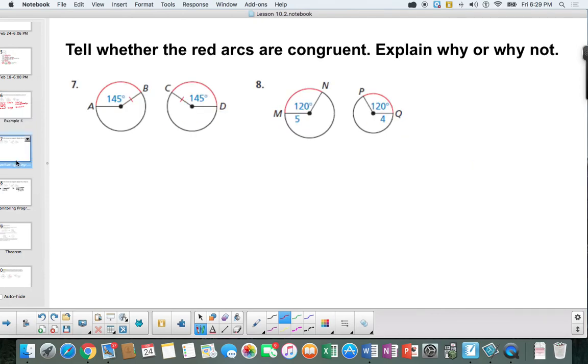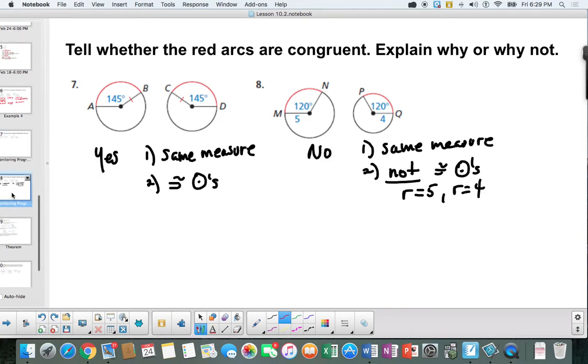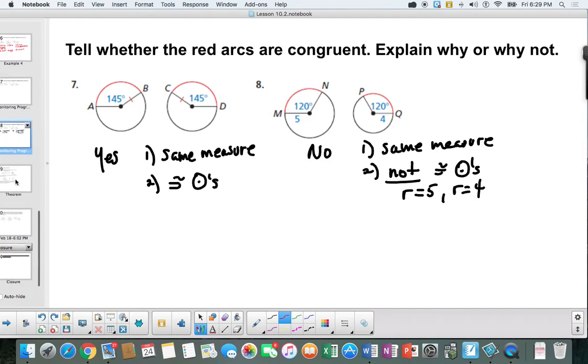Okay, your turn. Go ahead and stop the screencast and see what you can do. And here are the answers. Again, I run through my two tests to tell whether they're congruent or not.